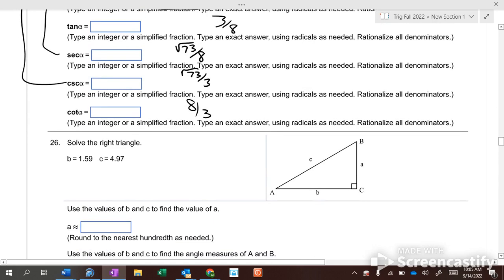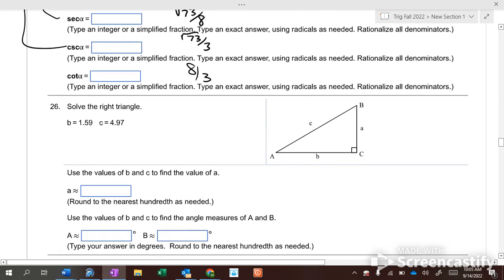Now, when you have to solve a right triangle, again, Pythagorean Theorem. This side is 4.97 here. This is 1.59 here. We have to figure out what A is. So c squared equals a squared plus b squared. So 4.97 squared equals a squared plus 1.59 squared.